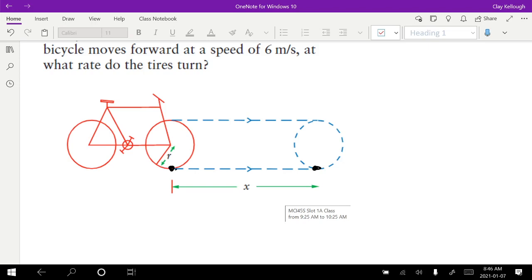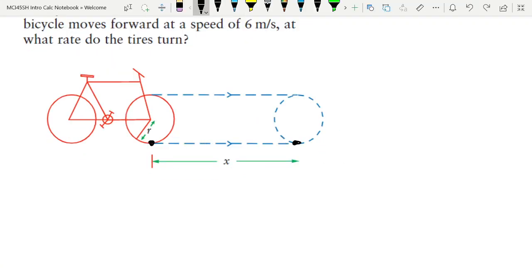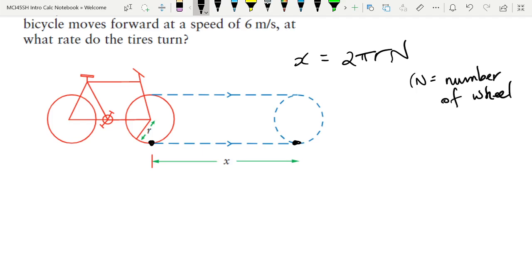This distance here, that we're calling x, has to be the circumference of the tire. So actually, x is equal to 2 pi r. Hopefully everybody remembers the circumference of the tire. Now that's assuming it only turns once. If x represents a distance with a number of wheel turns, then the distance x is 2 pi r times n, where n equals the number of wheel turns.